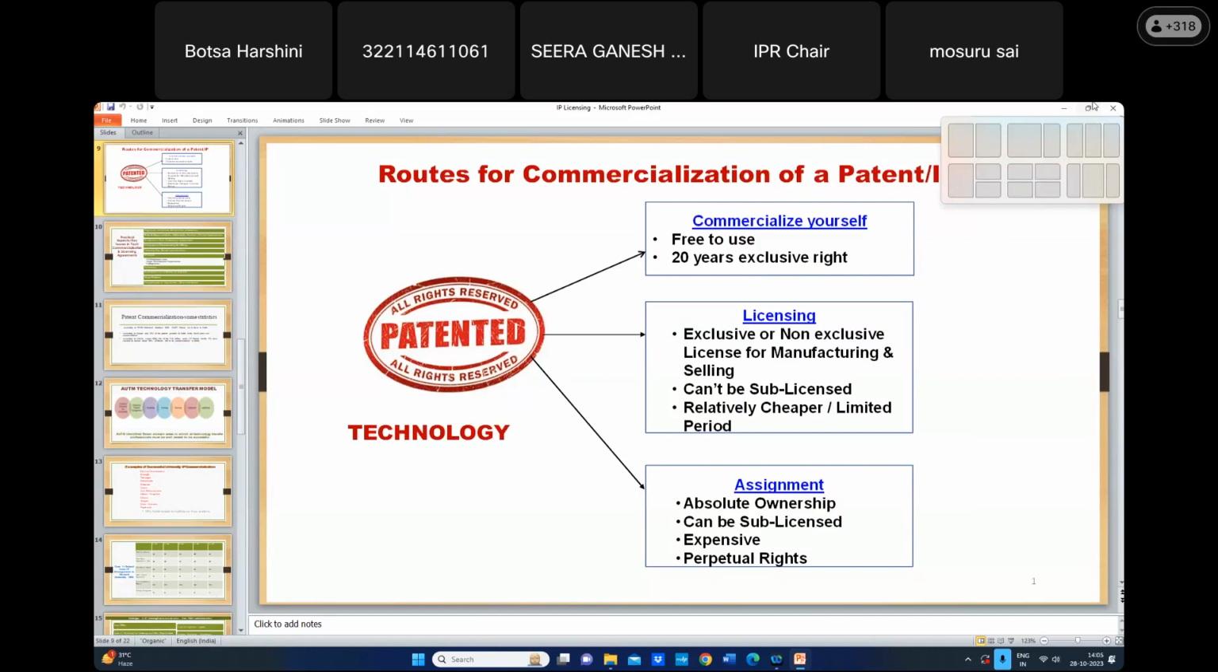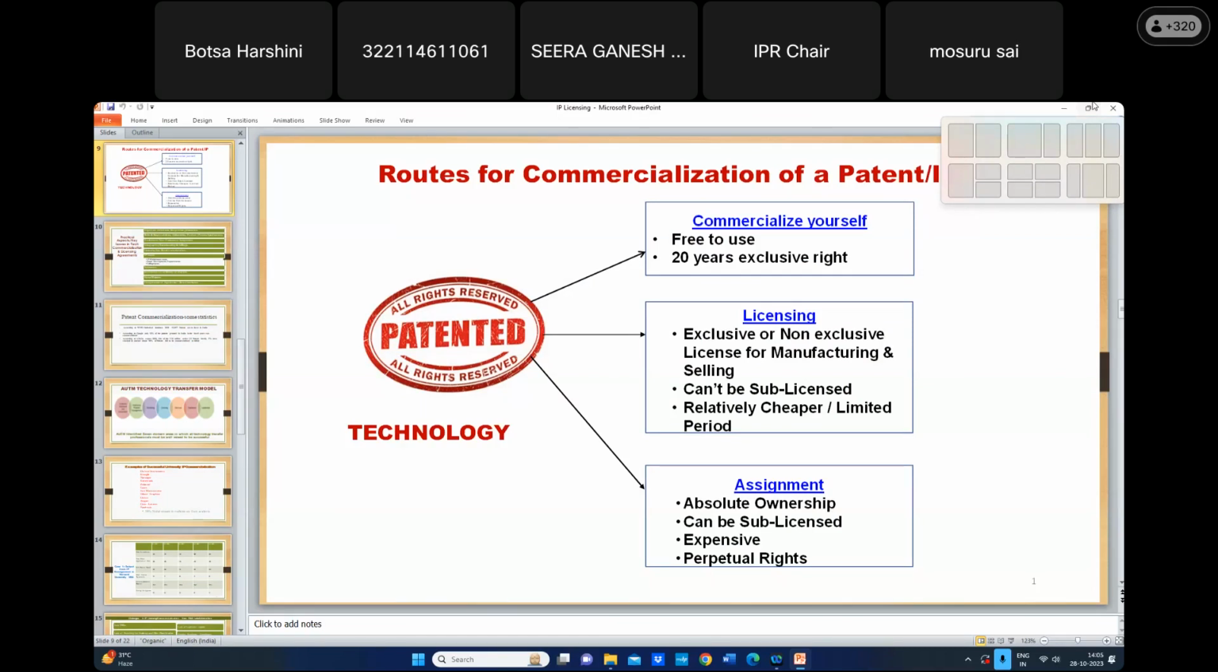What are those three basic routes? As I told you, once you get patent rights, for example, from the government, what it means is you are the absolute owner of that knowledge for a period of 20 years. No one will be able to use that knowledge without your permission. If somebody wanted to take permission, you need to transfer your rights in the form of a license to the others.